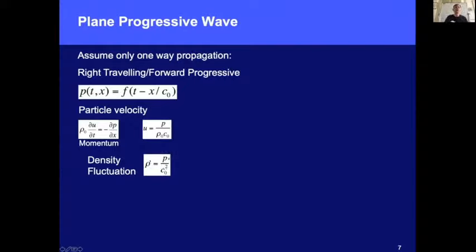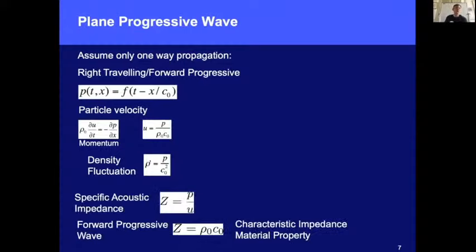Now one of the properties that turns out to be useful when we do acoustics is what's referred to as the acoustic impedance, or to be technically correct, the specific acoustic impedance. The specific acoustic impedance Z is defined as the pressure divided by the particle velocity. This is analogous to electrical circuit impedance, where the impedance is the voltage over the current. The voltage does the pushing, and the current is the flow. In acoustics, P is our pushing variable and U is our flow variable.